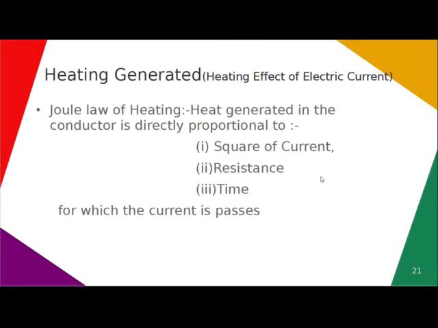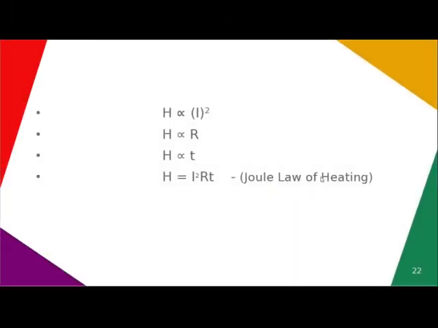Heating effect of electric current. Joule's law of heating. Heat generated in a conductor is directly proportional to the square of current, resistance, and the time for which the current passes. Heat is directly proportional to current squared, to resistance, and to time. So from this, heat equals current squared times resistance times time. This is known as Joule's law of heating.